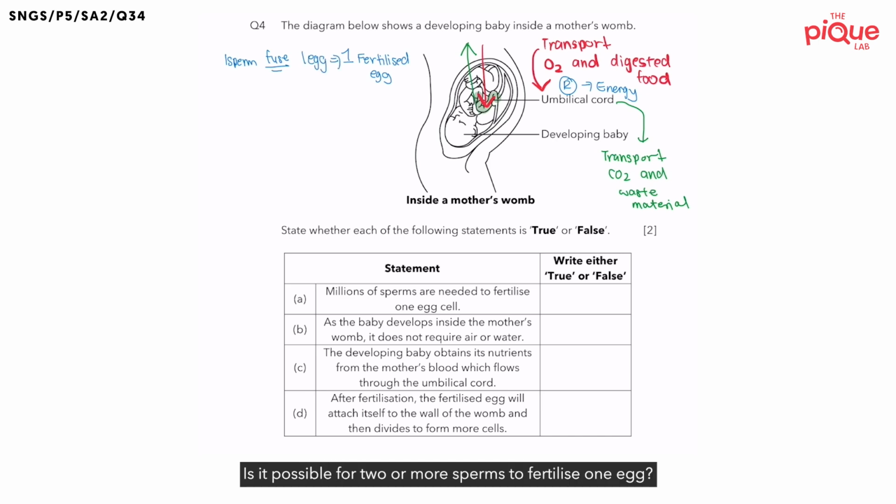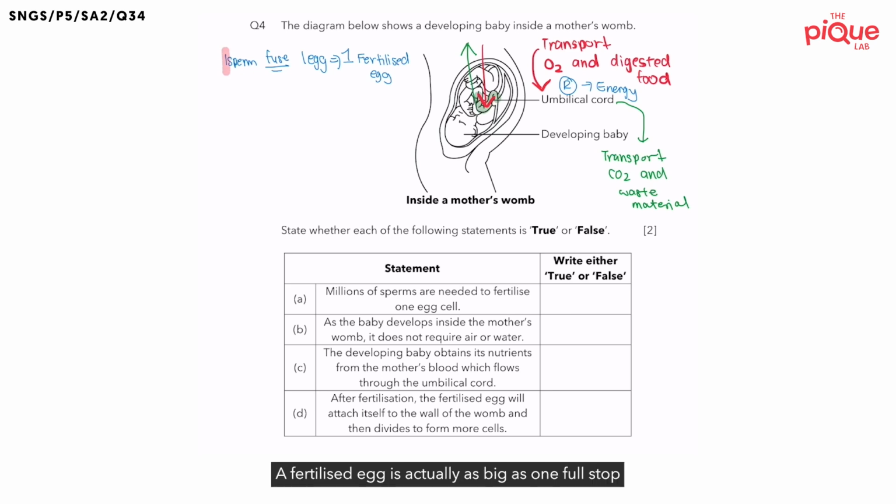Is it possible for two or more sperms to fertilize one egg? Well, that is possible, but the unfortunate truth is that if two or more sperm fuse with one egg, the egg will eventually die and not be able to develop into a baby. Okay, so if you want a fertilized egg to develop into a baby, you can only have one sperm to fuse with one egg.